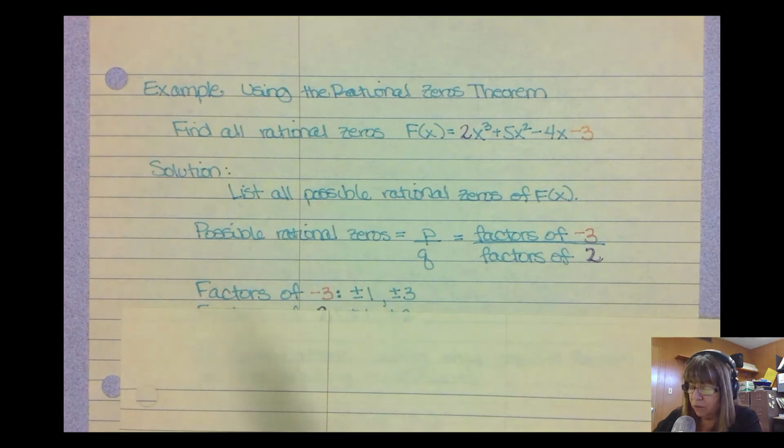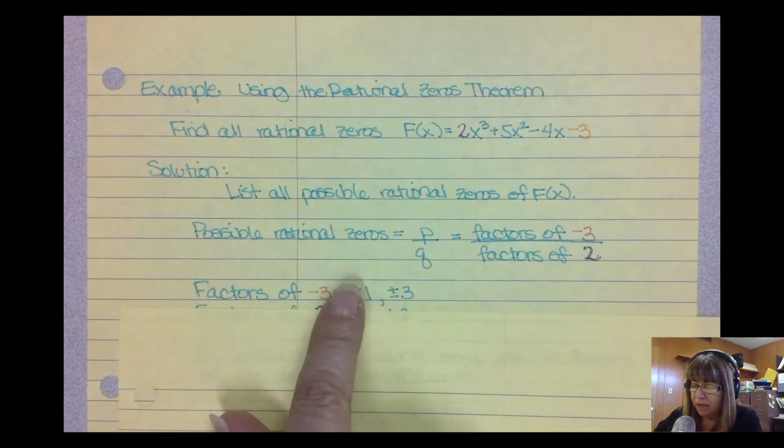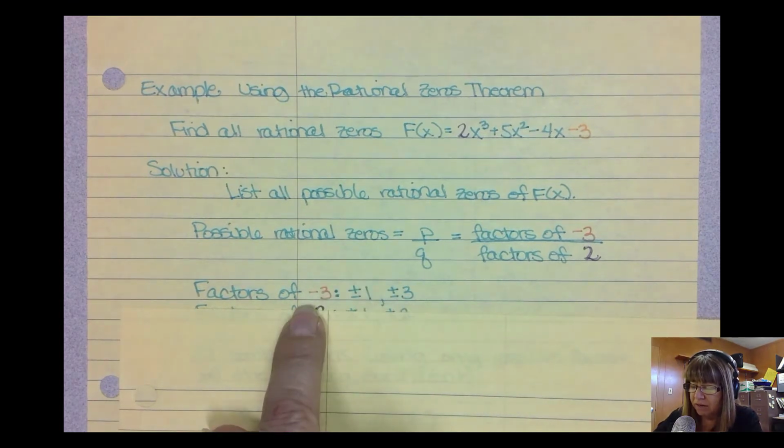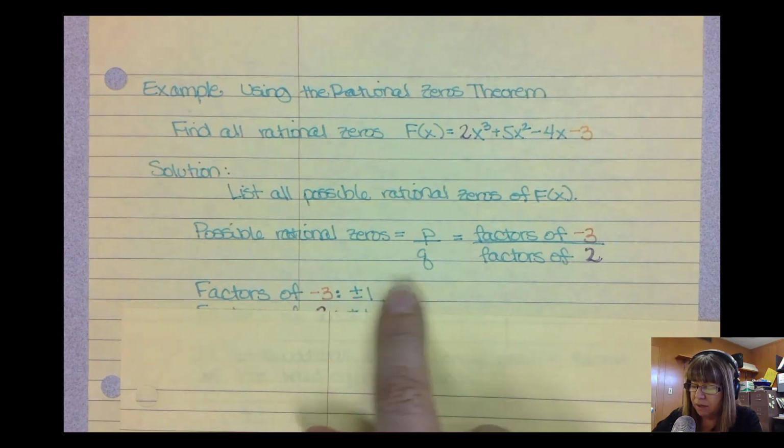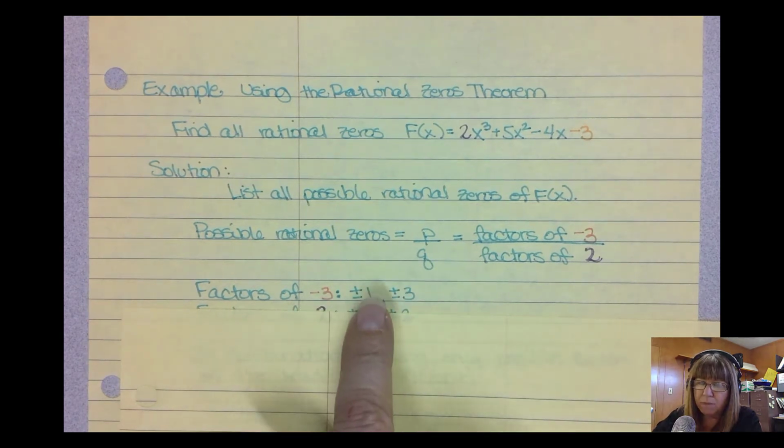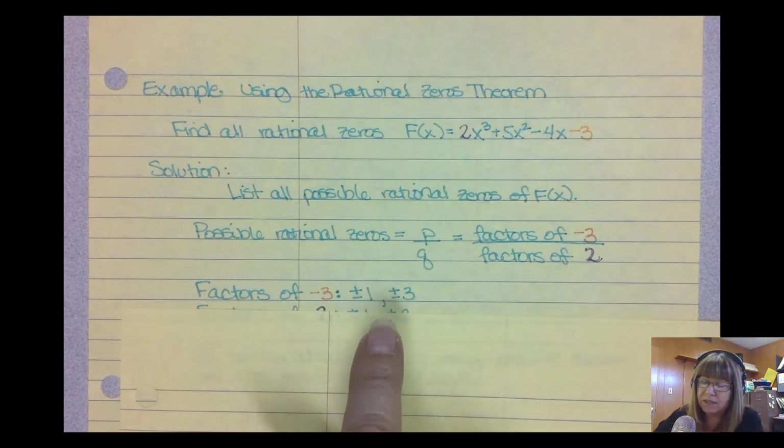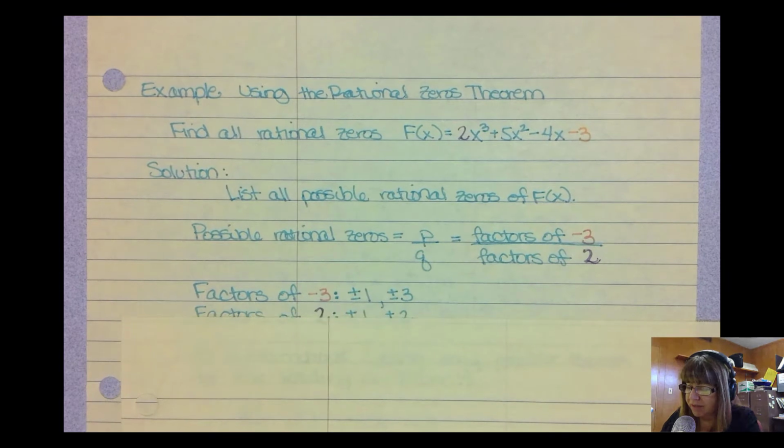Now, here's the reason why it's plus minus 1, plus minus 3. Positive 1, negative 3 make a negative 3. Negative 1, positive 3 makes a negative 3. So I'm not going to write them out individually. If it is plus and minus, I'm just going to do both the plus and minus, positive and negative.